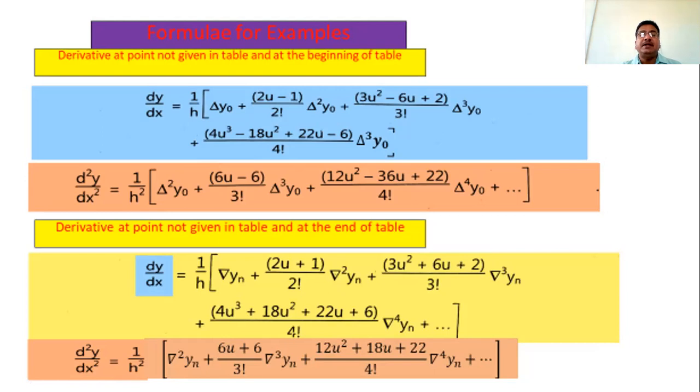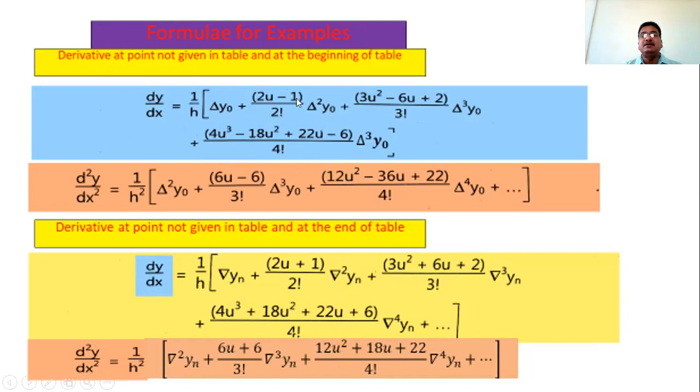So how can we obtain the particular formula? Substitute u as 0. If you substitute u as 0, we get the formula to obtain the derivative at a point given in the table. So what is dy by dx if the point is given in the table? 1 by h delta y naught, and replace this u by 0. That is delta square y naught, and this is 3 divided by 6 factorial, meaning 1/2, 1 by 3 delta cube y naught. This is 1/2.